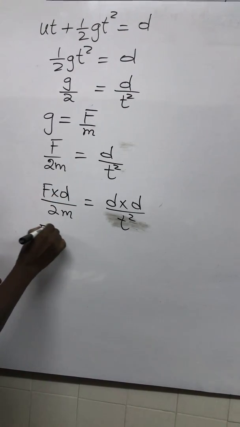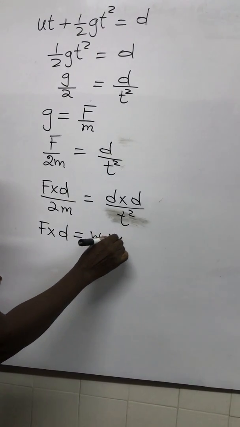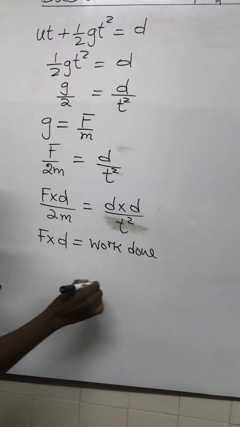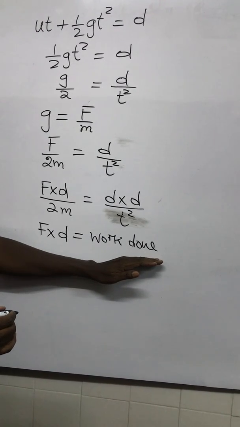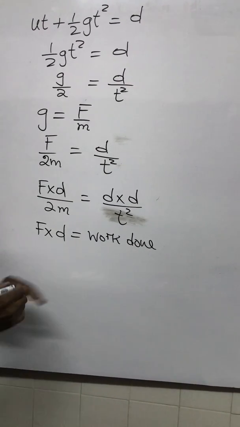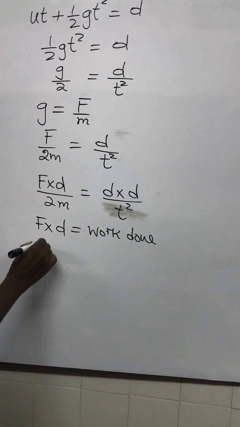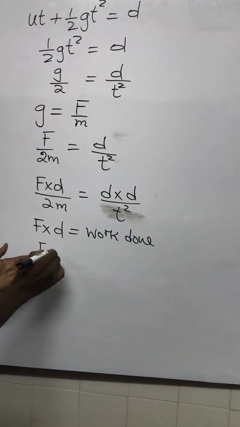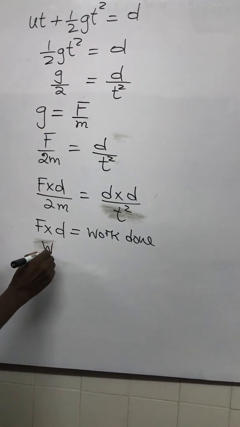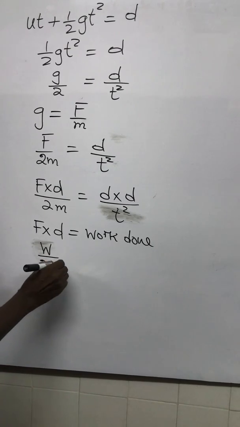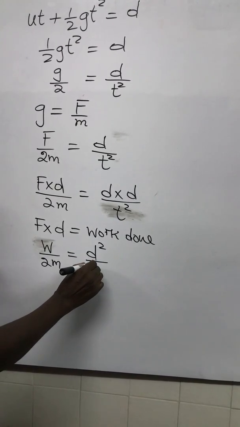But we know F times d is work done. This is work done, which is measured in joules. So this is energy. So we can say that what we have here is in fact force times d over m, which is work done. We can now say this is work done, W, over 2m is equal to d squared over t squared.